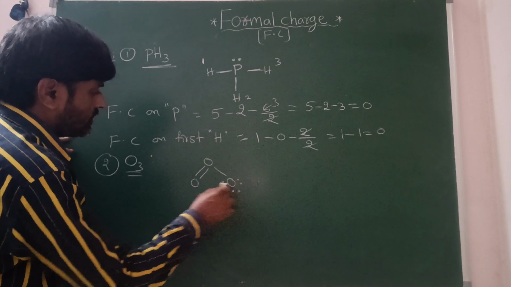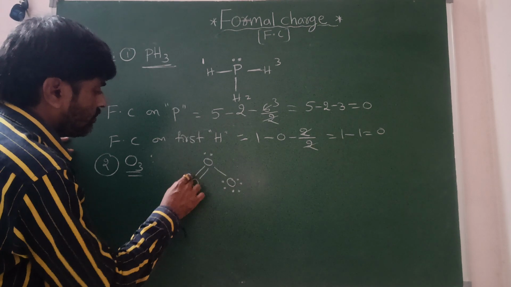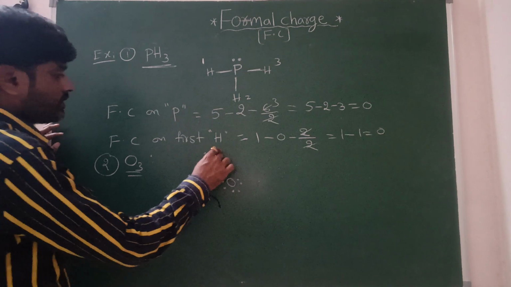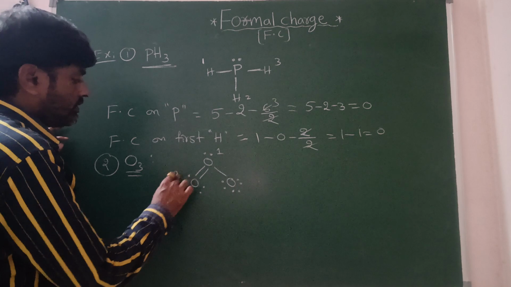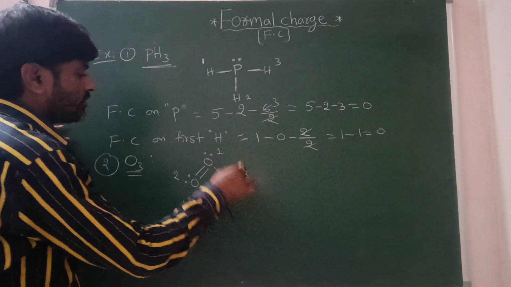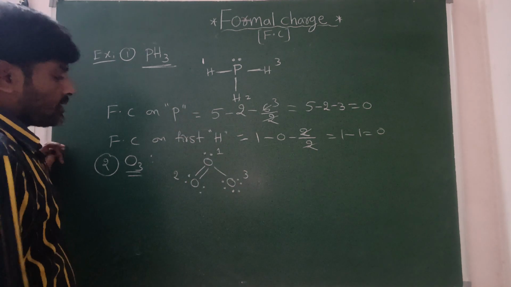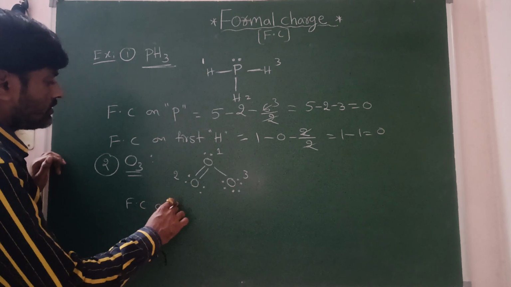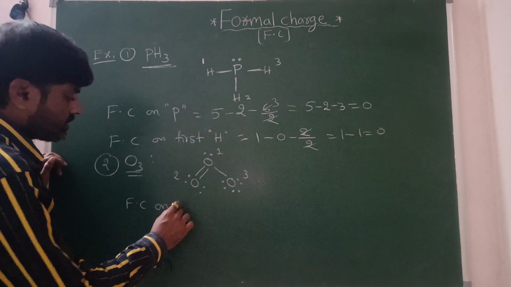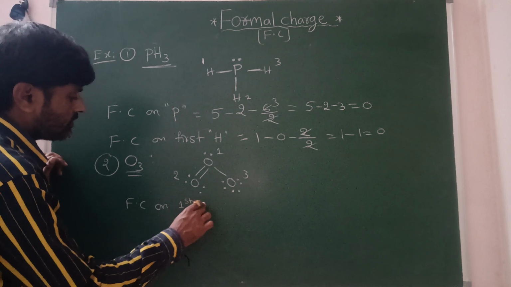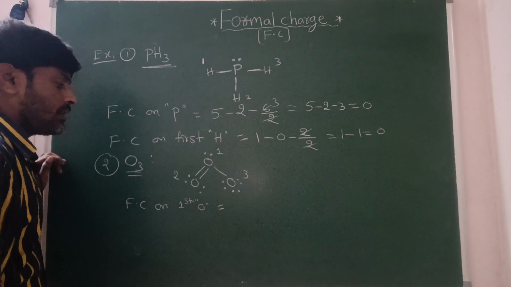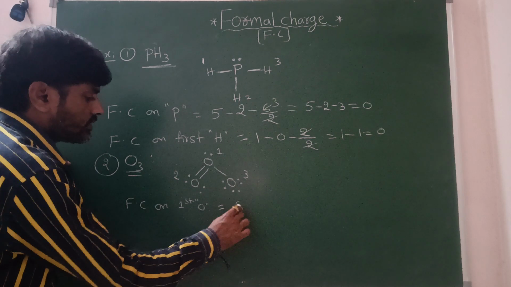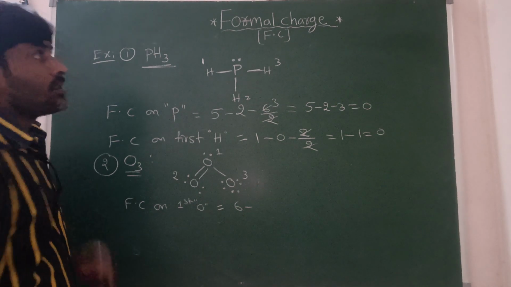Here oxygen possesses 3 lone pairs, here oxygen 1 lone pair, here it possesses 2 lone pairs. Now this is number 1, I am giving 1, for this I am giving 2, for this I am giving 3. Now first oxygen, formal charge. So in oxygen, the free state valence electrons are 6 because that belongs to 6A group.